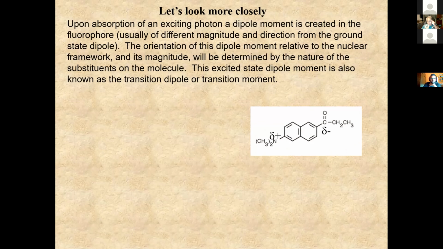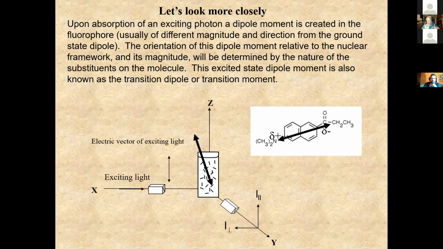Now, fluorophores like the one shown here, which is Laurdan, you'll hear about this later in the course, can have groups that stabilize partial charges. In this case, a carbonyl group can stabilize a partial negative charge, or an amine can stabilize a partial positive charge. And in the excited state, the electron cloud is dispersed to form this dipole in the molecule. And this is the transition dipole or transition moment.